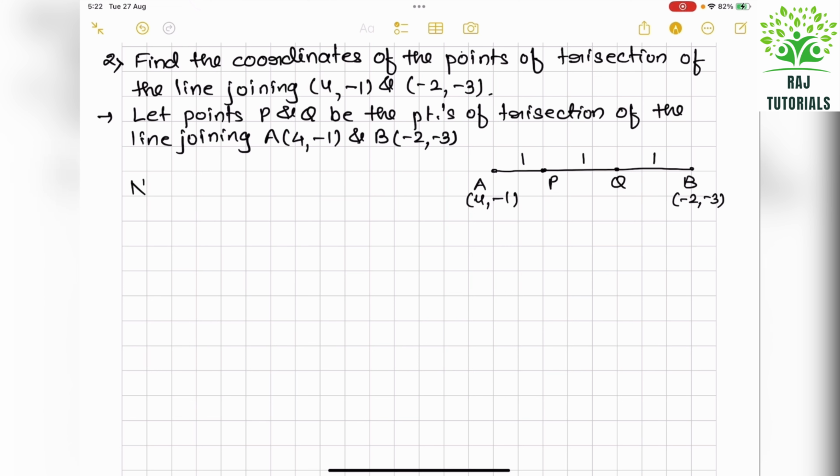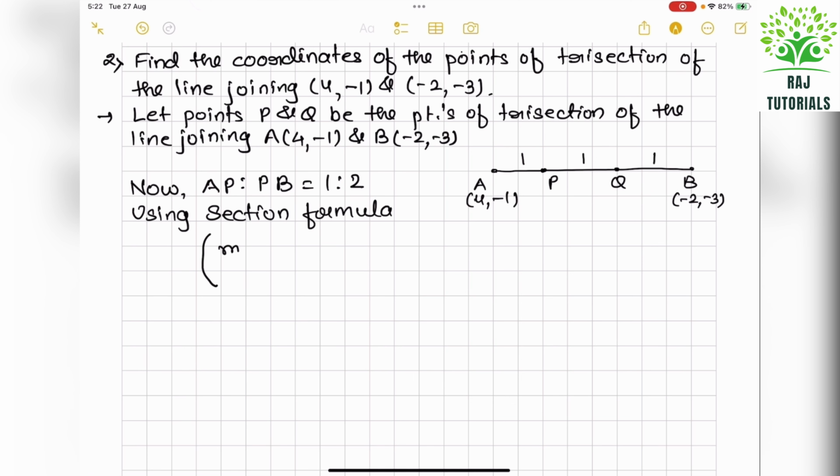Now AP is to PB equal to 1 is to 2. So using section formula, that is m1 x2 plus m2 x1 upon m1 plus m2 comma m1 y2 plus m2 y1 upon m1 plus m2.